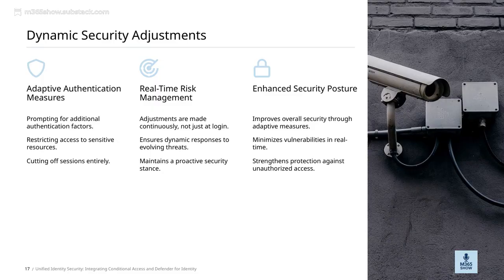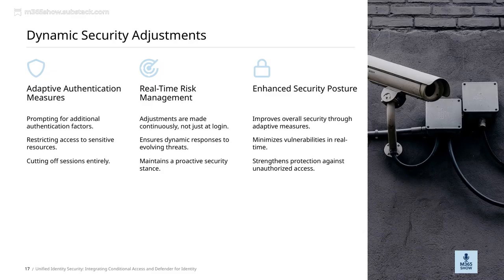This approach combines unified identity security by integrating Conditional Access and Defender for Identity to create a more adaptive security environment. What does that mean in practice? Well, it helps improve our overall security posture by making real-time, adaptive measures. Instead of relying solely on static rules, the system can respond dynamically to threats as they emerge. This means it can minimize vulnerabilities instantly, reducing the window of opportunity for attackers. It also strengthens protection against unauthorized access by continuously adjusting security settings based on current risk levels.